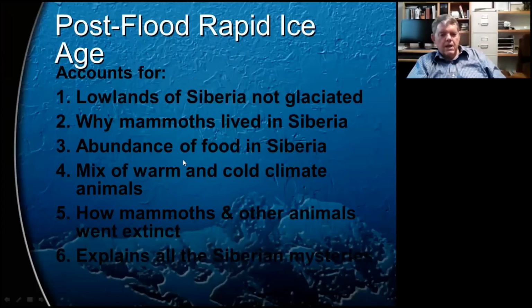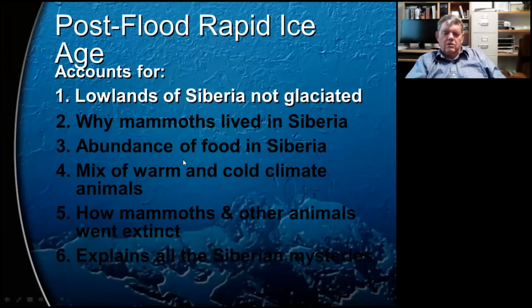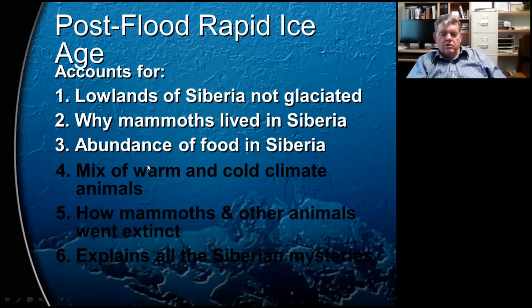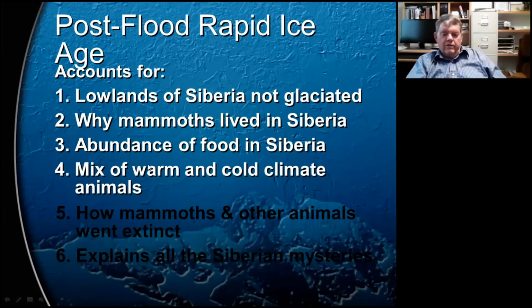So, in summary, the post-flood rapid ice age accounts for the lowlands of Siberia not glaciated. I never got into that, but there's good reason for that. And I gave a hint, winters would be a lot warmer there. Also, why mammoths would live in Siberia, because it was a grassland, and there'd be an abundance of food in Siberia. And even in Siberia, there's a mix of warm and cold climate animals. They call disharmonious associations there.